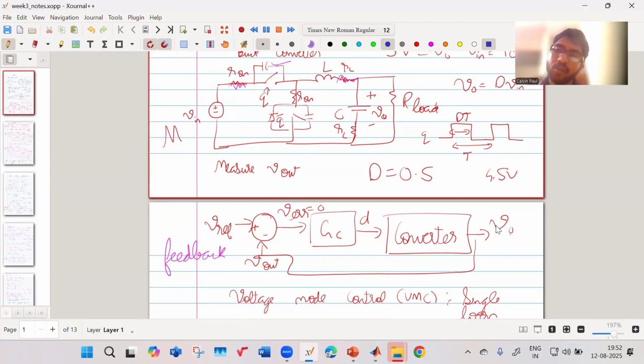If you have open loop, what does that mean? You don't take the feedback of the output voltage. You just give some reference value. It generates your duty and your converter will work. Okay, that is the way.